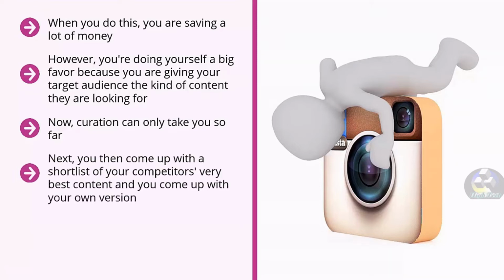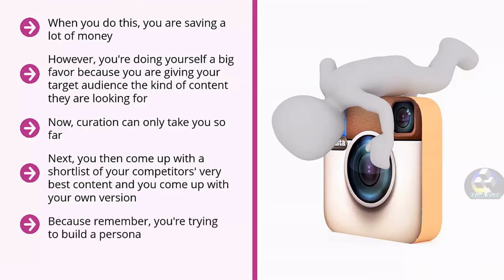Next, you then come up with a short list of your competitors' very best content and you come up with your own version. This version has to be so much better that it's obvious. This is the key. This is what will put you over. Because remember, you're trying to build a persona. Up to this point, when you curate, the only persona you're building is that you're just part of the niche. Your brand is just another face in the crowd. You want to get over. You want to come up head and shoulders from the rest.